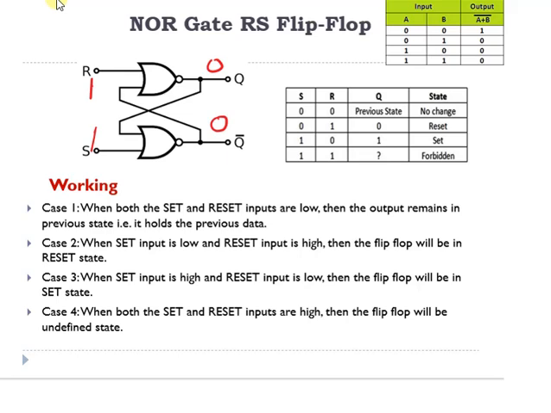And so based on these different conditions, we can form the final truth table for this particular NOR gate based RS flip-flop. Here, when both inputs are low, which corresponds to the previous state, that is the hold condition. When S is equal to 0 and R is equal to 1, which corresponds to the reset condition, Q is equal to 0. When S is equal to 1 and R is equal to 0, Q is equal to 1, which is called the set condition. And both S and R in the high state is not allowed, which is called the forbidden state.